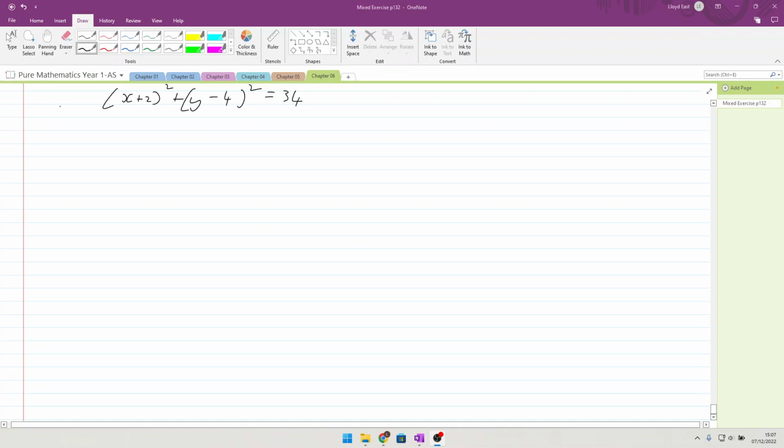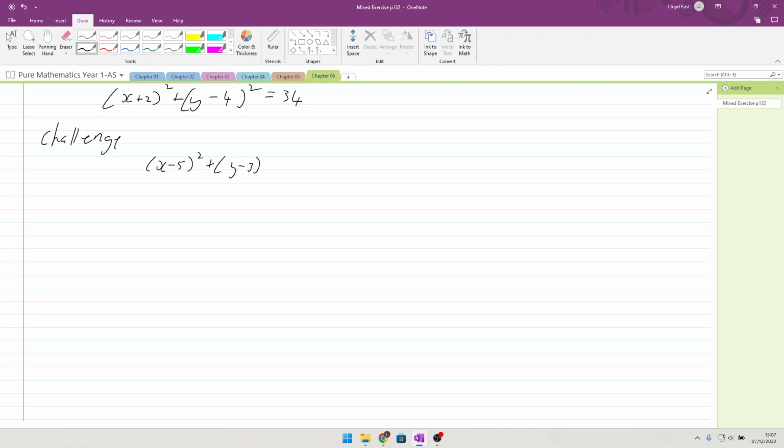Okay, so here's the last of chapter 6, and we are looking at the challenge questions. All right. So we are given an equation which is x minus 5 squared plus y minus 3 squared, and that equals 20. And it has a center of A. Okay, so presumably then A must be 5 and 3.